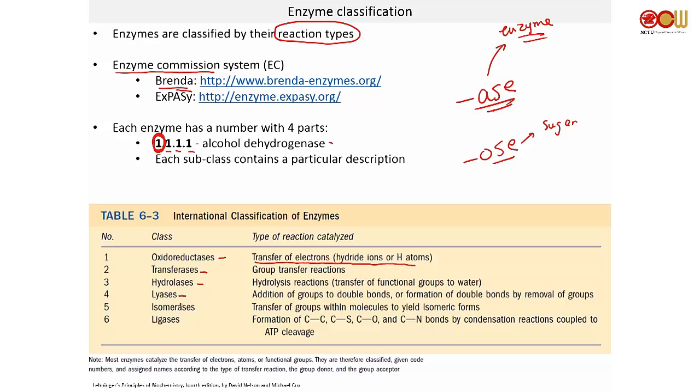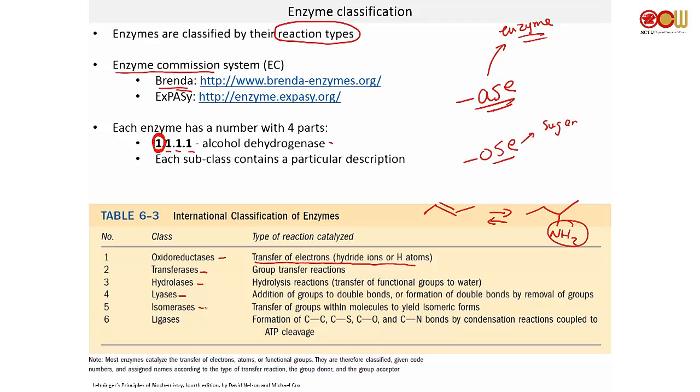You have lyases. Lyases is you add something to a double bond. Okay, for example, let's say you can add something that looks like that, and then you turn that into this. That would be a lyase, okay, because this is reversible. So essentially it's the addition of groups to double bonds, or the formation of a double bond by the removal of some kind of a group. That's a lyase. Okay.